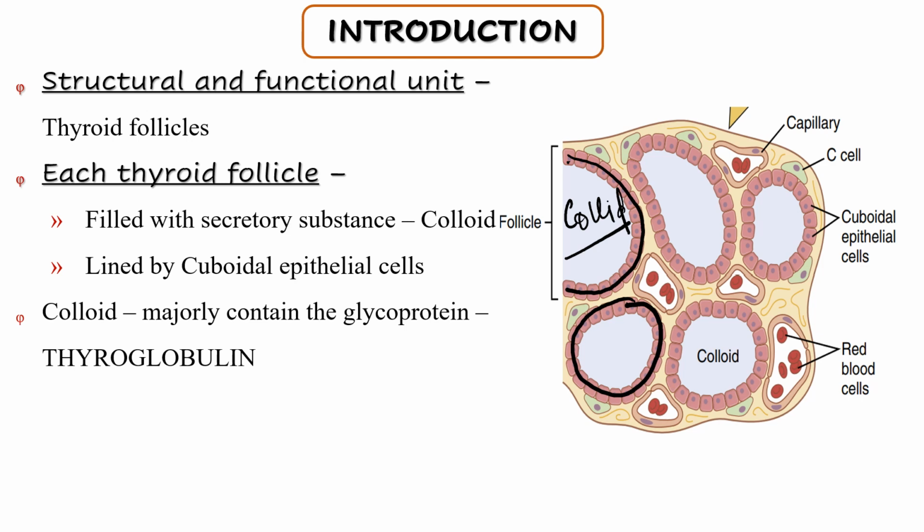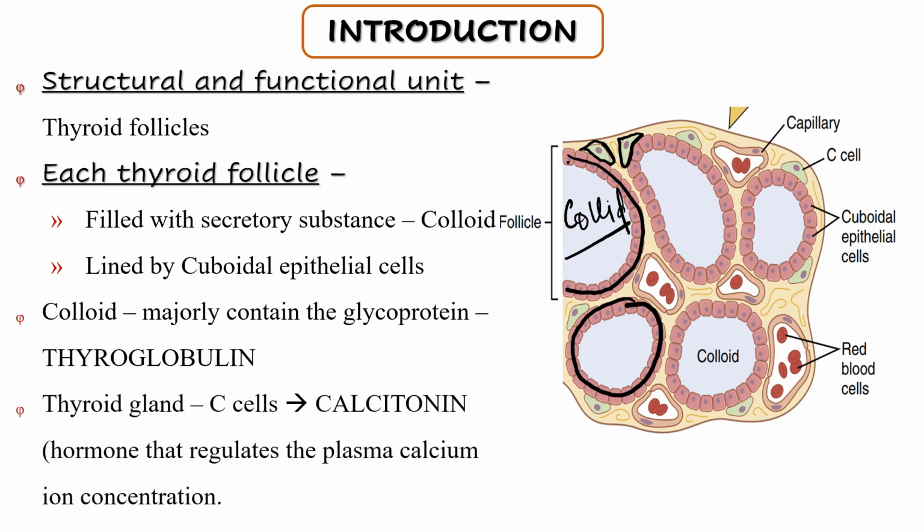Now, can you see this triangle shaped cell just above the thyroid follicle? These are your C cells, and these cells are what which secrete calcitonin.